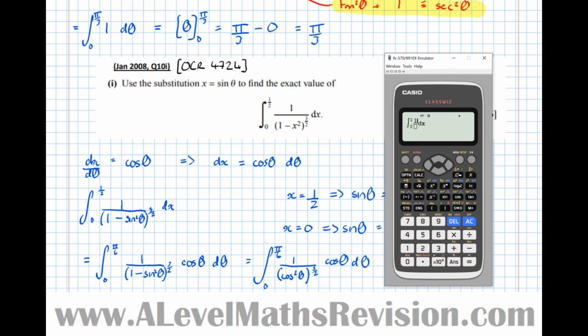of 1 over 1 minus x squared, the power of 3 over 2, between 0 as the lower limit and a half as the upper limit, which is equal to that there. So we need to be able to find out whether that's equal to root 3 over 3. Well, if I take root 3 over 3 and get an answer 0, I know that I'm right. Take root 3 over 3 equals 0. Yeah, so we've got the right answer to that.